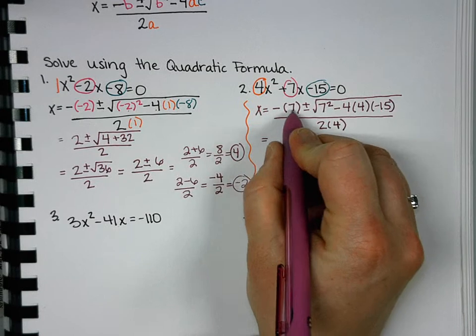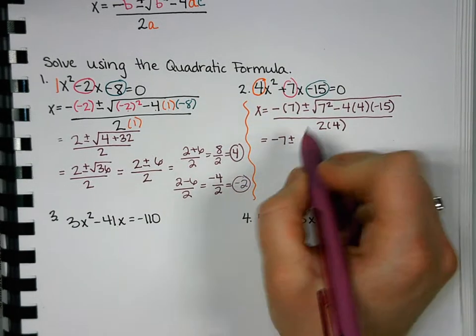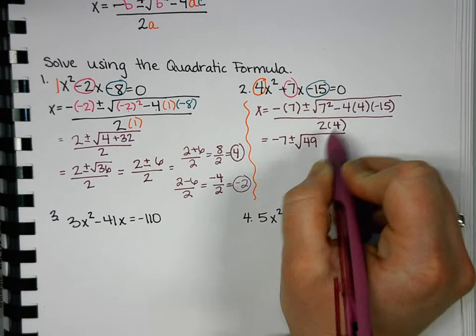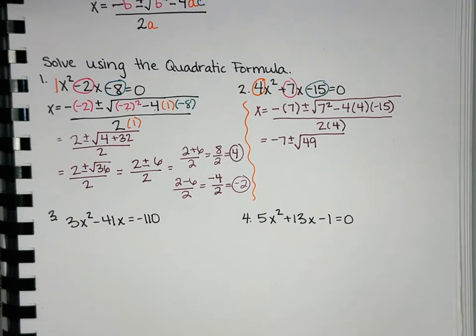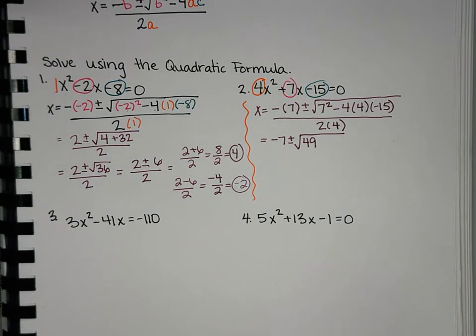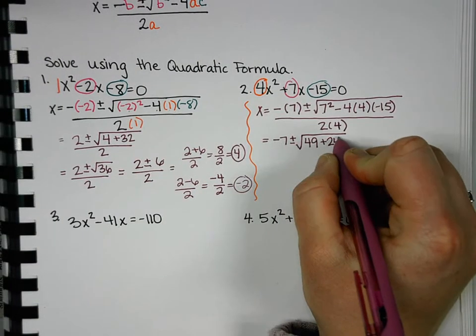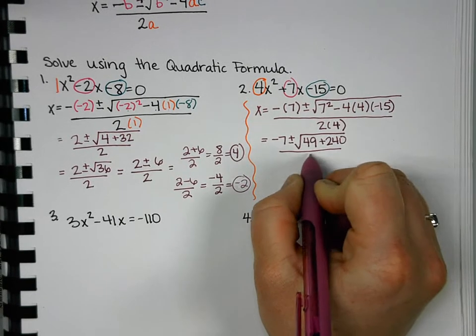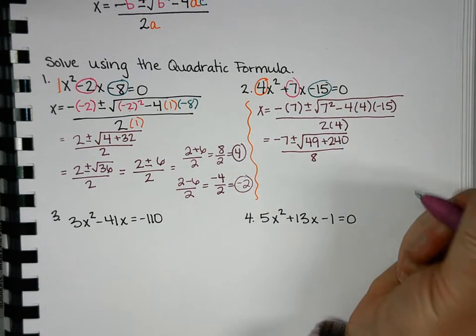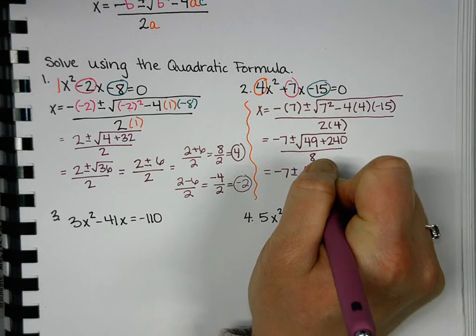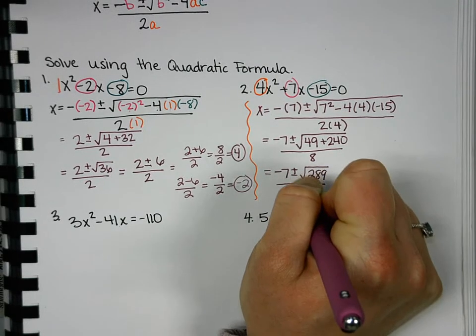So negative 7 plus or minus the square root of 7 squared, which is 49. Then negative 4 times 4 is 16 times negative 15, which gives us 240, all over 8. So we get negative 7 plus or minus the square root of 289 all over 8.